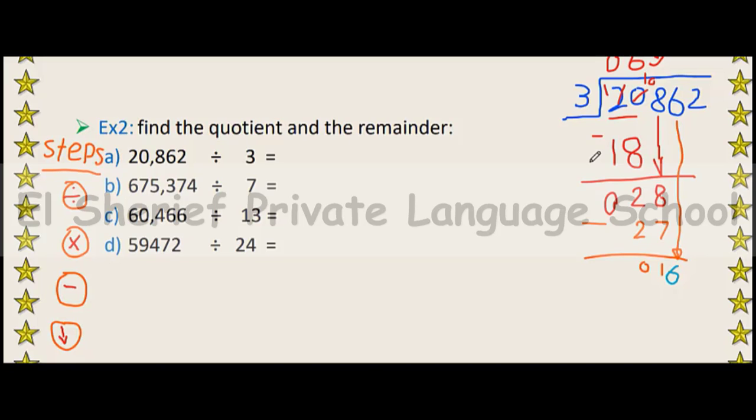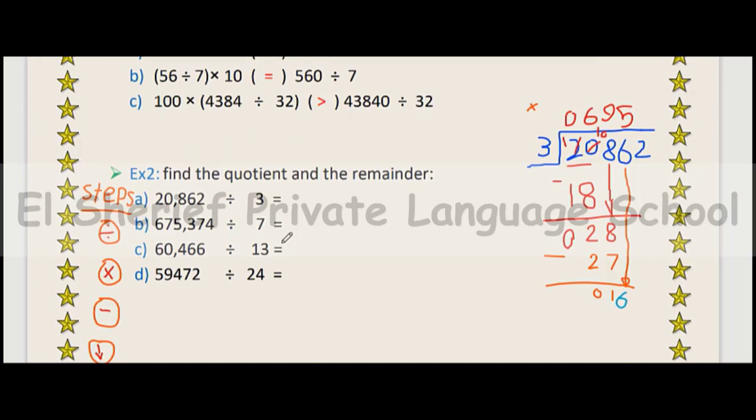5 times 3 equal 15, and 6 times 3 equal 18. So we choose 5. So here we write 5. Then we multiply 5 by 3. So 5 times 3 equal 15.